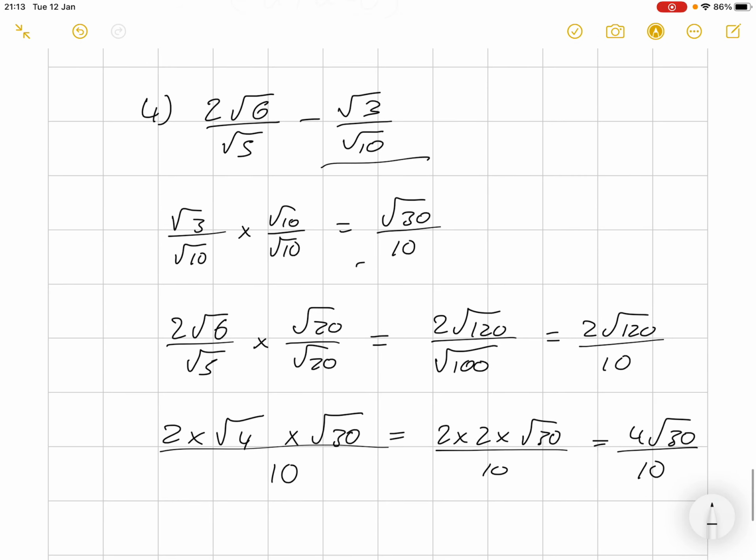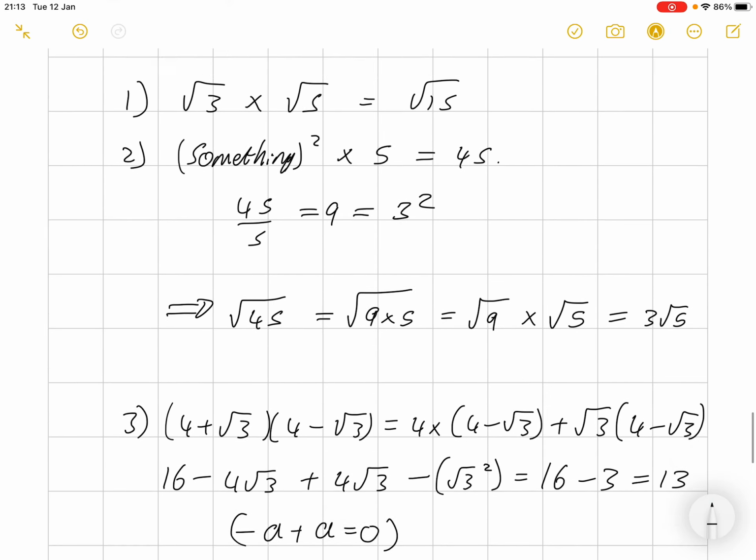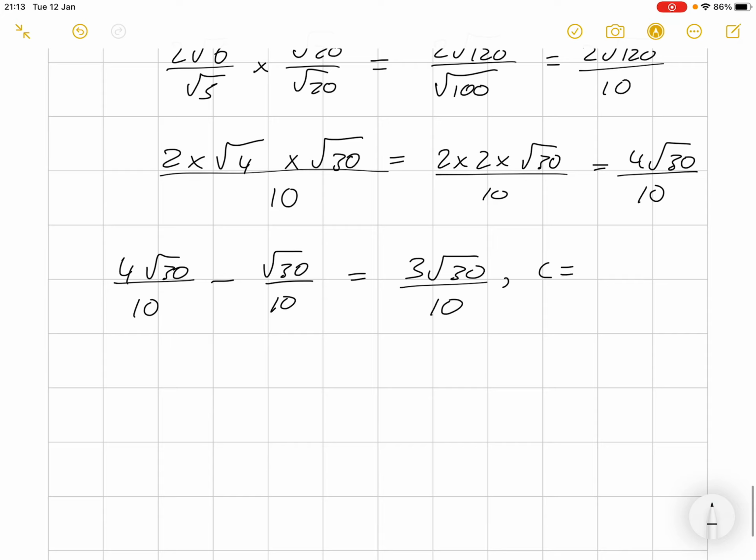Remember, we subtracted this bit. These two have the same denominators and in fact the same surd part. So what we have is 4 lots of root 30 over 10 minus 1 lot of root 30 over 10, and this gives us in total 3 root 30 over 10. So again, here, if you wanted to be extra specific, C is equal to 3, D is equal to 10.